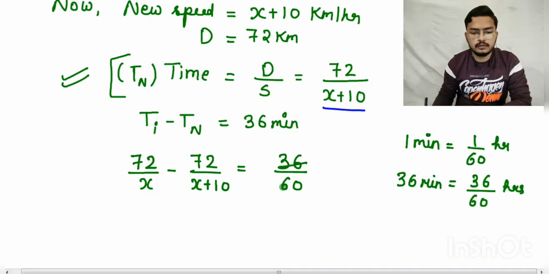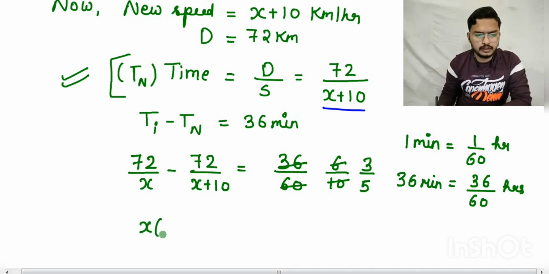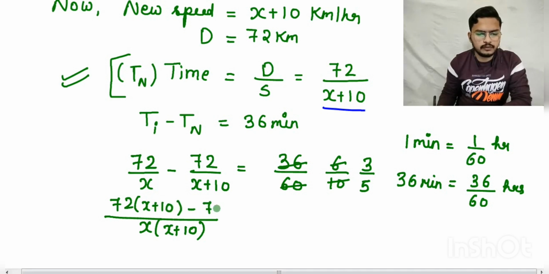In this case just cancel this by 6, that is 6 and that is 10, again you can cancel this by 2, that is 3 and that is 5. Okay, now just take the LCM here, x plus 10, and then this is going to be cancelled: 72 multiplied by x plus 10 minus 72x, that is simple LCM, right? This is 3 upon 5.